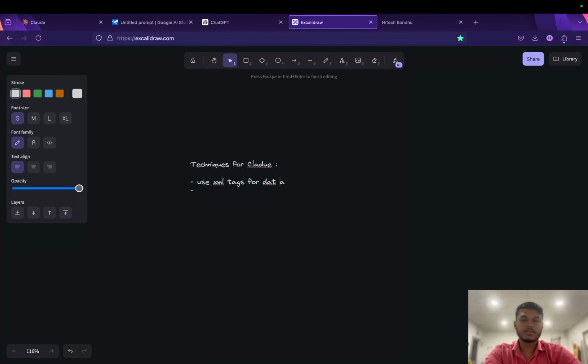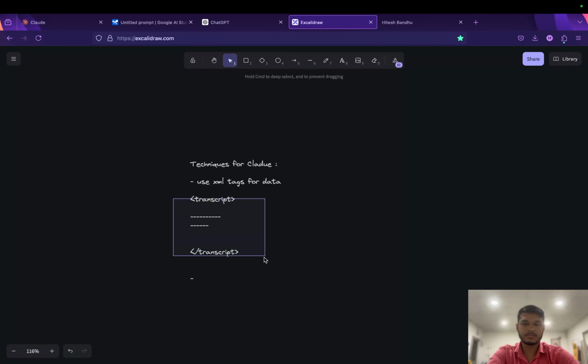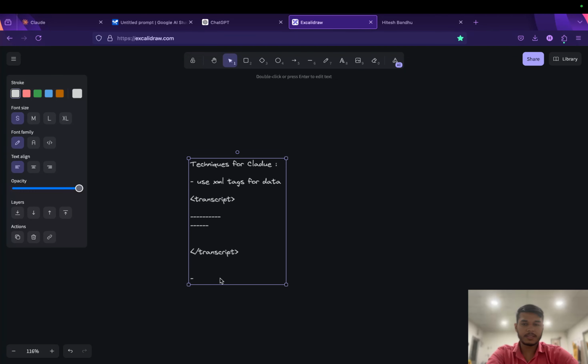For example, if you are providing it examples, let's say you're providing a transcript. So provide it like this: use this tag, then whatever your content is, then close the transcript tag. It's most like HTML, but okay. Use HTML-like tags.